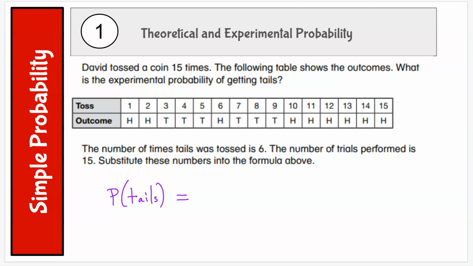I remember that is the number that happened out of the number of trials. Again, this can be reduced. They're both divisible by 3, so 2 out of 5. That means every 5 tosses, 2 of them are probably going to be tails. We found that experimental probability: out of 5 tosses, 2 of them will probably land on tails.